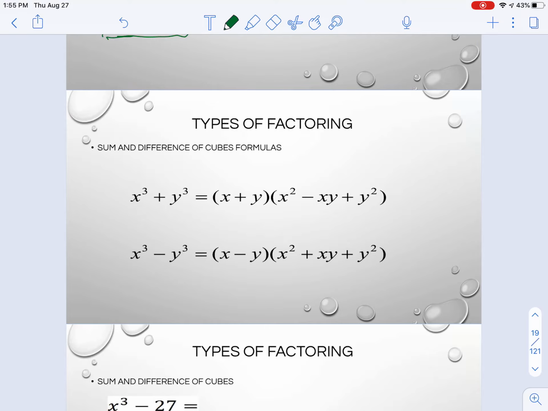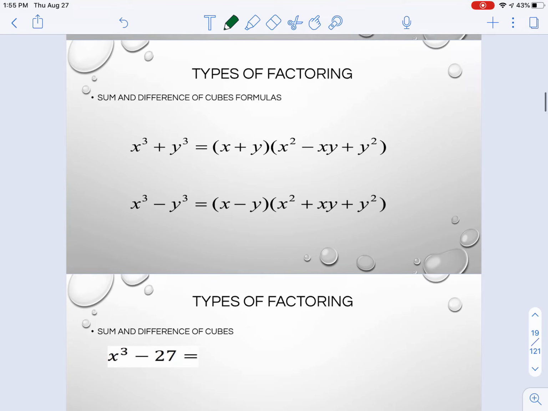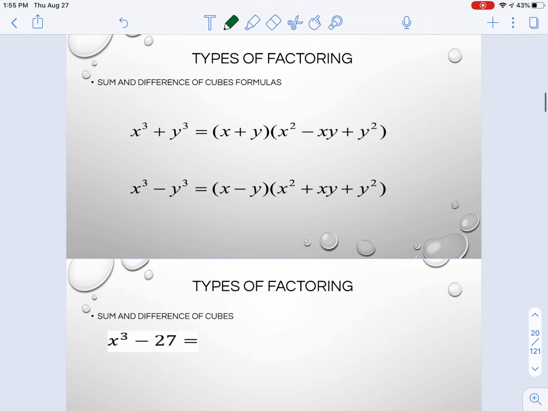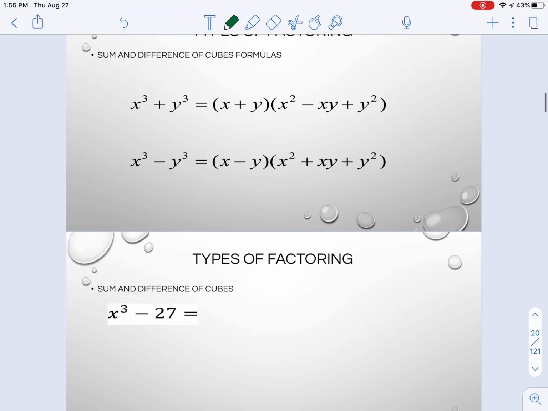Okay. Here is our last type of factoring, sum and difference of cubes formulas. Okay, so essentially we just have to follow the formula here. If I have a perfect cube plus a perfect cube, this is what it boils down to. If I have a perfect cube minus a perfect cube, then this is the formula I have to follow.